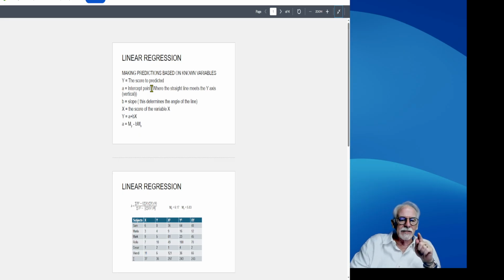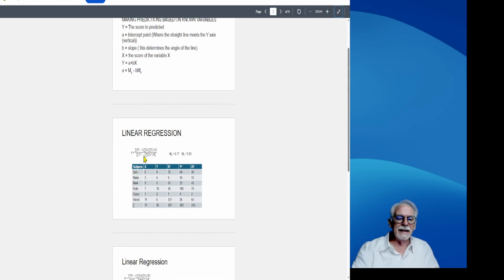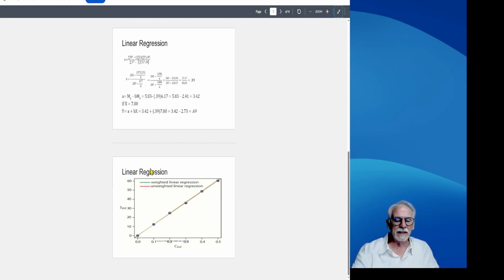So Y equals A plus BX, and A equals the mean of Y minus B times the mean of X. And B is this, okay? So we're going to get into that, but I want to look at the picture first.